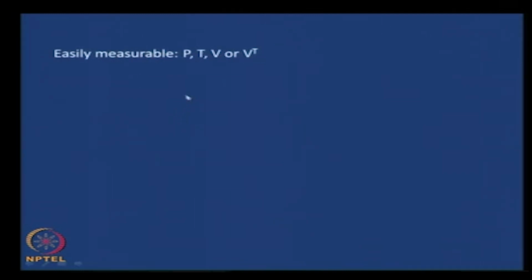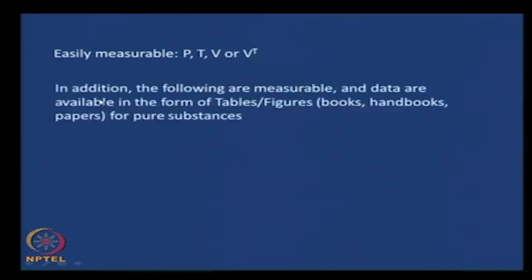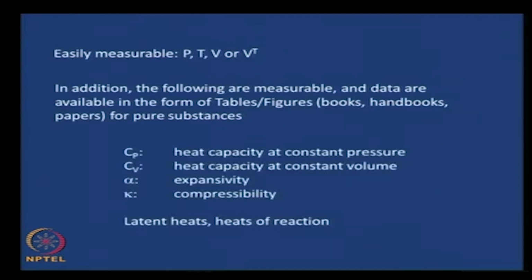Okay, to recapitulate, the easily measurable ones are P, T, V the molar volume, or Vt the total volume. In addition, the following are measurable and the data is available in the form of tables or figures in books, handbooks or papers for pure substances. Some of these are available at the back of your textbook, Smith, Van Ness and Abbott too. Cp, heat capacity at constant pressure, the data is available. Cv, heat capacity at constant volume, the data is available.